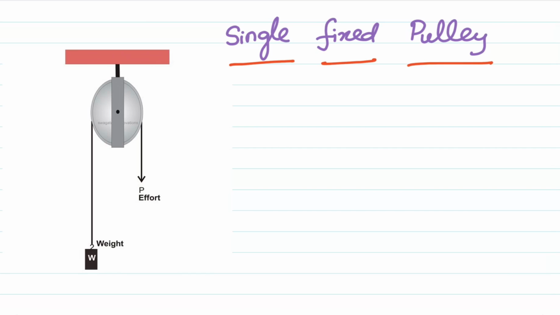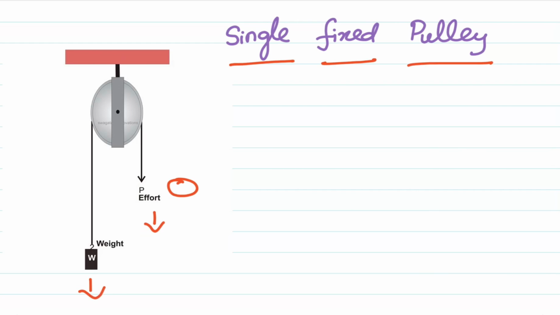You can see in the diagram, the effort is applied at the other end of the string. Both the load L as well as the effort are acting in the vertically downward direction. The effort is acting in the downward direction like this. The load is also acting in the downward direction. Both load and effort are acting vertically downward.